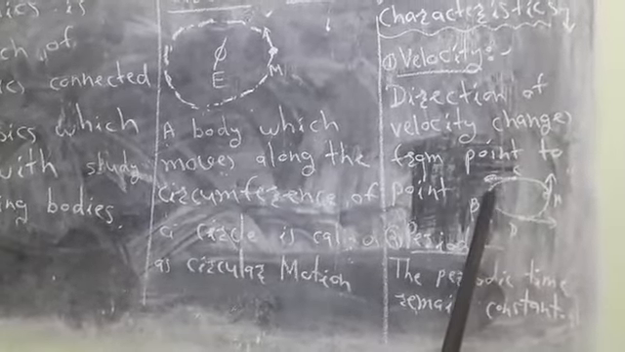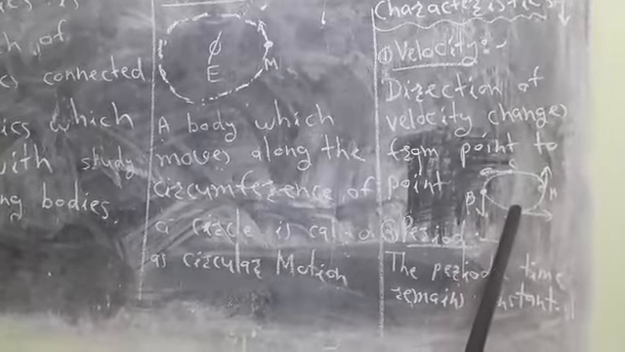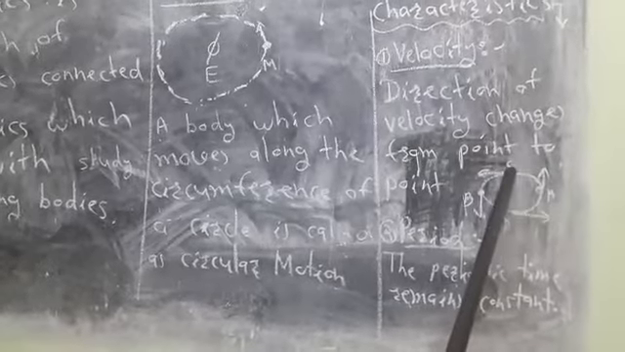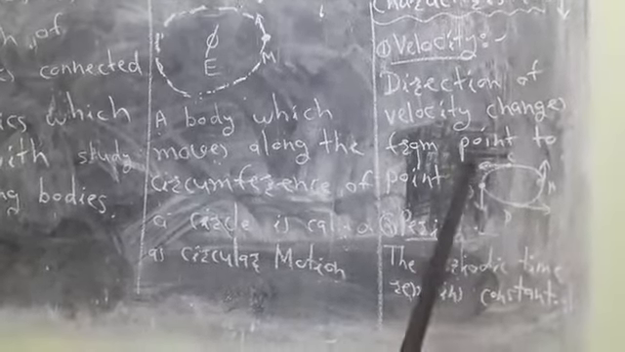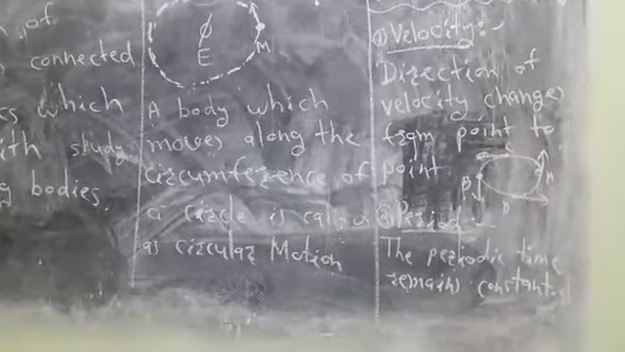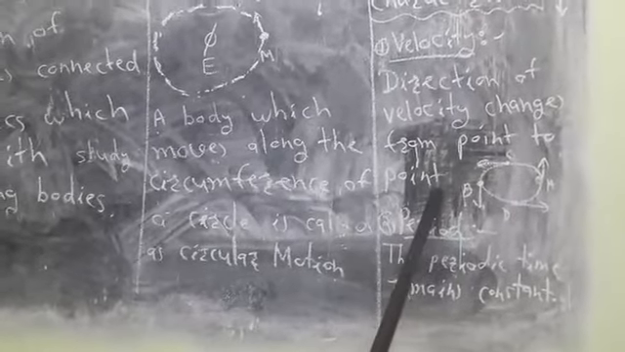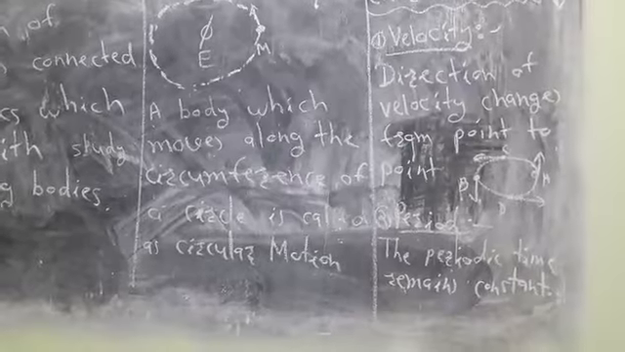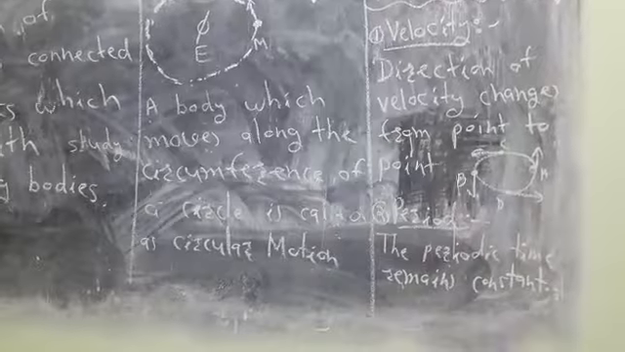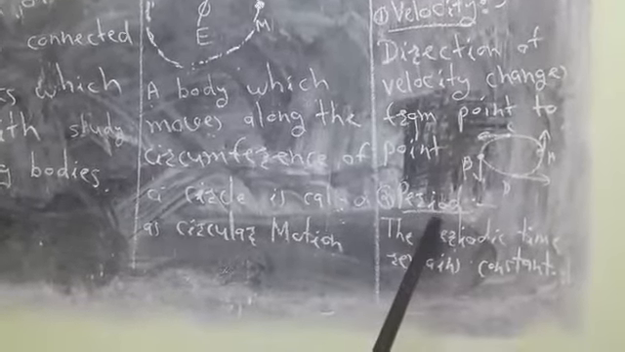Similarly here at point B, the direction is exactly opposite. At this typical point, the direction is on this side. At this point C, the direction is on this side. So at every point, the direction of velocity changes. So this is called the first property. The direction of velocity changes from point to point in a circular motion, or we can say that it is accelerated velocity. The second important characteristic is with respect to period, that means the time factor.